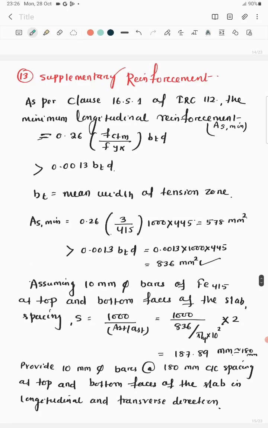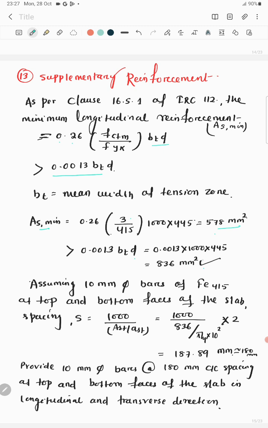Now the next step is calculation of supplementary reinforcement. So as per clause 16.5.1 of IRC 112, the minimum longitudinal reinforcement should be equal to 0.26 times FCTM by FYK into the area, that is BTT, and it should not be less than 0.0013 BTT, where BT is the mean width of tension zone. And we can calculate this value, and the minimum value of longitudinal reinforcement, that is 0.26 into FCTM we have calculated already, that is equal to 3 divided by Fy is 415 into 1 meter width into 445 effective depth. So this is coming to be 578 mm square, and it should be more than 0.0013 times the area, that is BT into D. So it is coming to be 836 mm square.